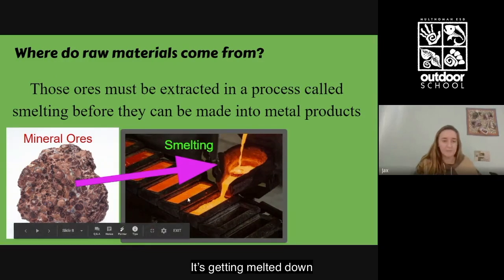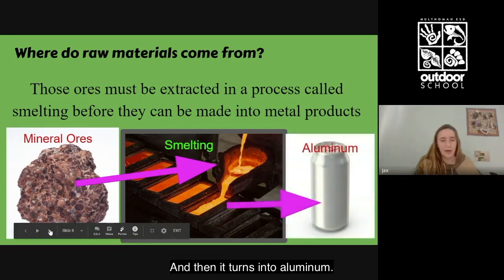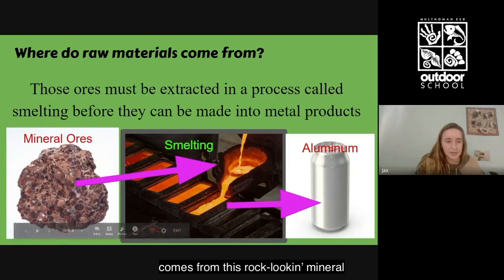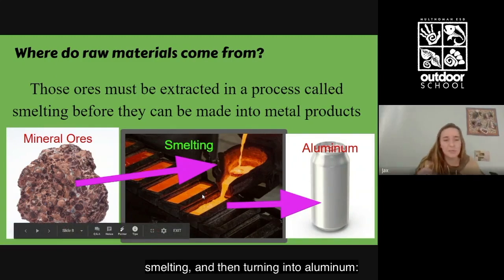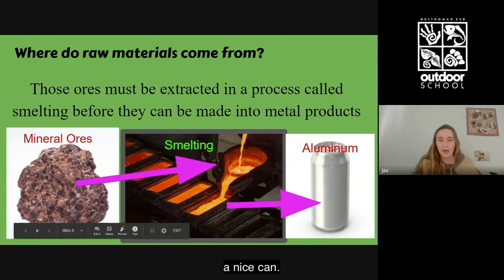So it's getting melted down. So it's really, really hot. It kind of looks like lava. And then it turns into aluminum. Isn't that kind of crazy that it goes from this rock-looking mineral to then being melted down, smelting, and then turning into aluminum? A nice can.